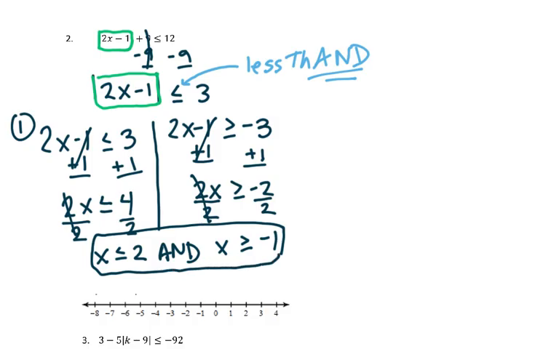I'm going to do my two circles. So I do one filled in circle at 2 and one filled in circle at negative 1. Because it's an and problem, I connect them.